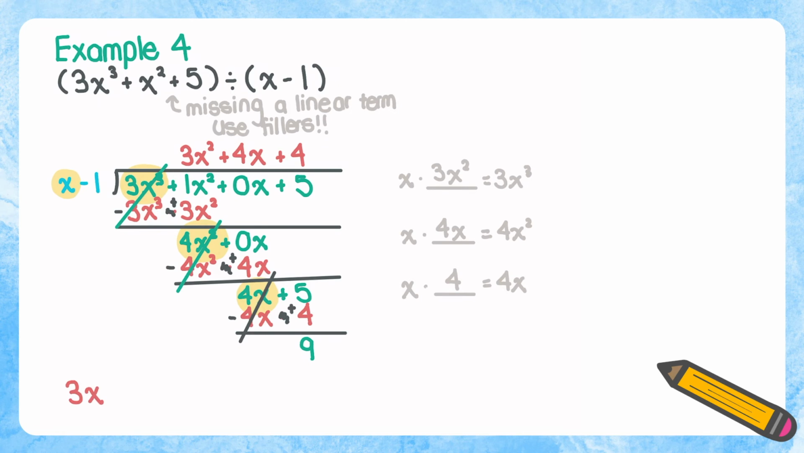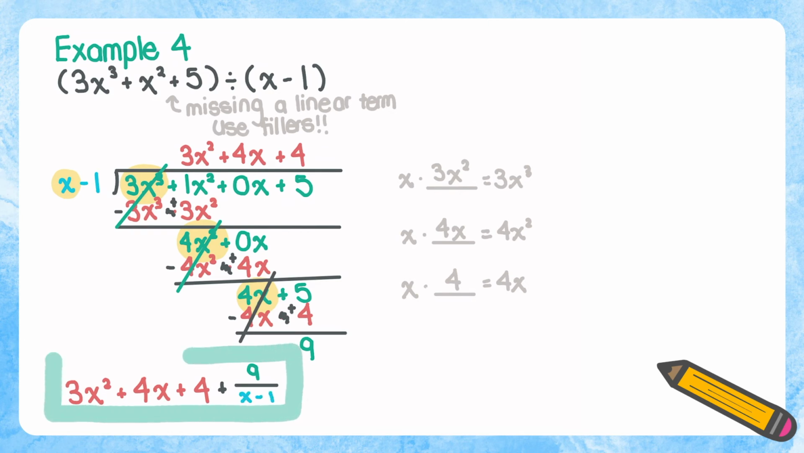So my final answer here is 3x squared plus 4x plus 4, and then the remainder, so plus 9 over x minus 1. So this problem was just a little different compared to the earlier examples because we had a missing term. And so whenever you see a missing term, or I guess whenever you don't see the term because it's missing, you would use fillers. So that's like the 0x we used up here.